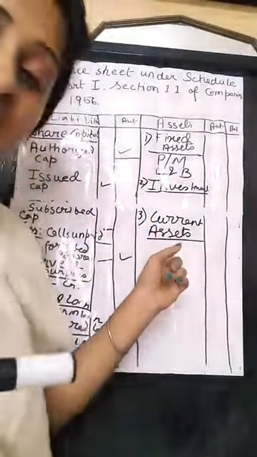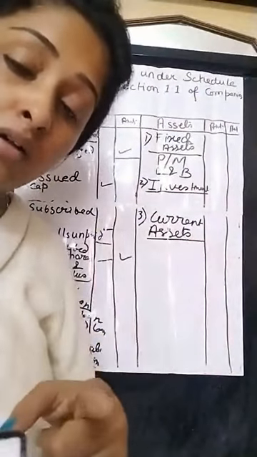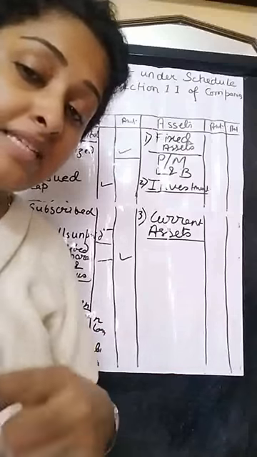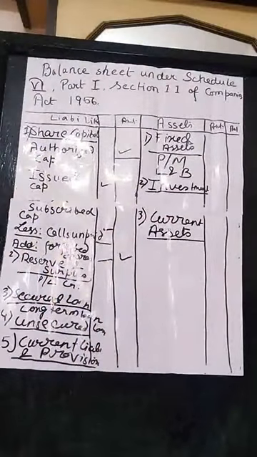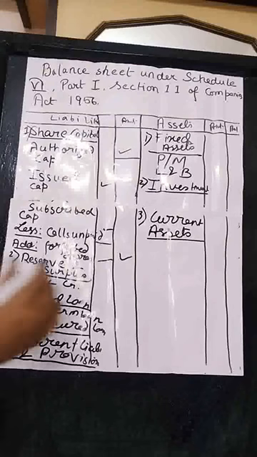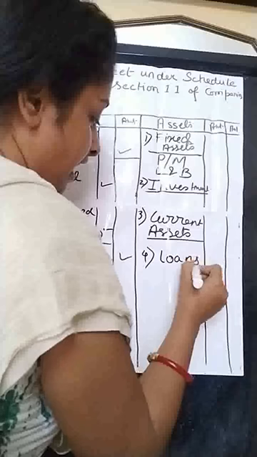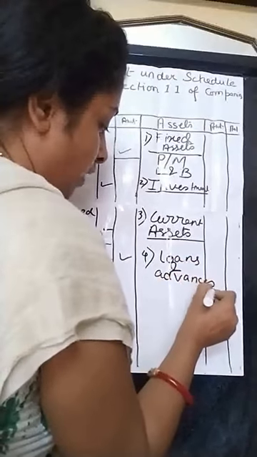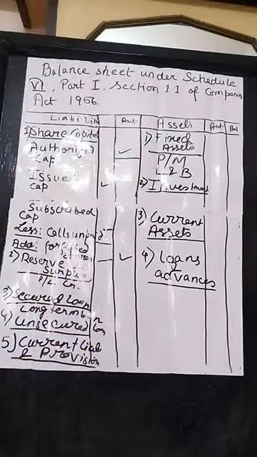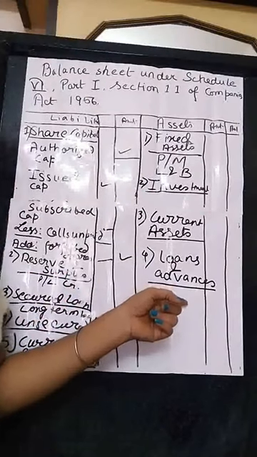Now, current assets include debtors, stock, bills receivable. These types of things are included in current assets. After current assets, the next heading is loans and advances. Heading number 4 is loans and advances given. If any loans and advances are given to any kind of third party, that will come under this heading, loans and advances.